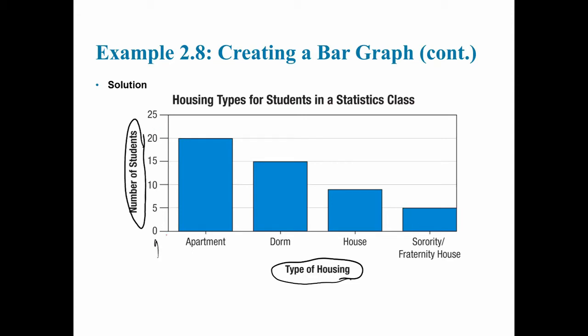So my numbers or frequencies in this case are on my vertical axis, the apartment or housing type on the horizontal axis. We've got our bars representing our frequencies, and then we have a title. So you always have to have all of those pieces on your graphs.